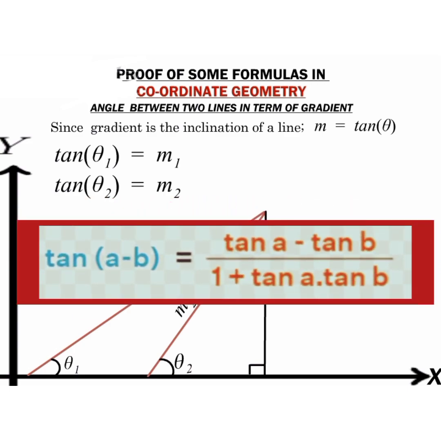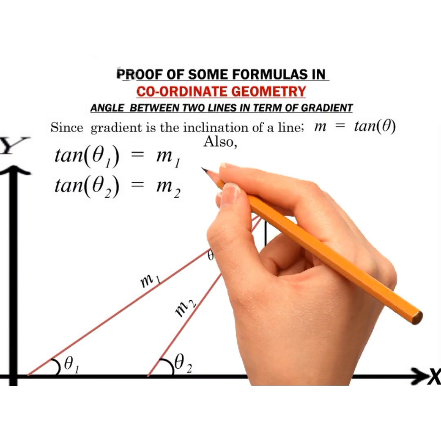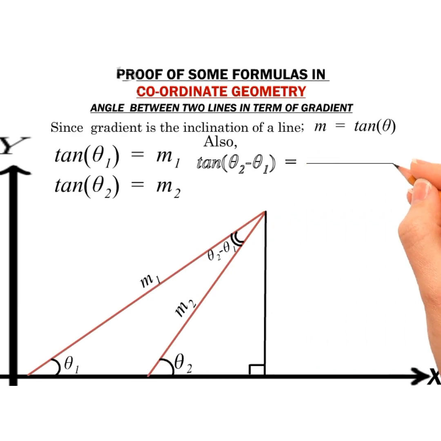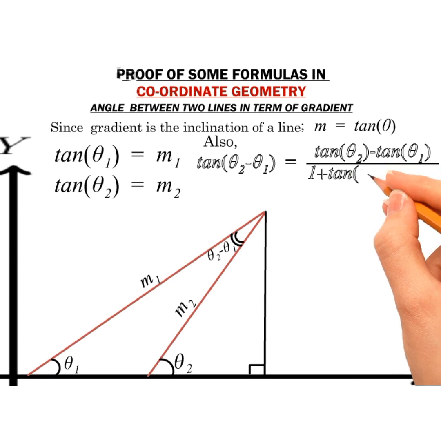Tan (A minus B) equals (tan A minus tan B) over (1 plus tan A tan B). A is equal to θ2, and B is equal to θ1, so that we can get θ2 minus θ1, which is our aim from the start. Tan (θ2 minus θ1) equals (tan θ2 minus tan θ1) over (1 plus tan θ2 tan θ1).